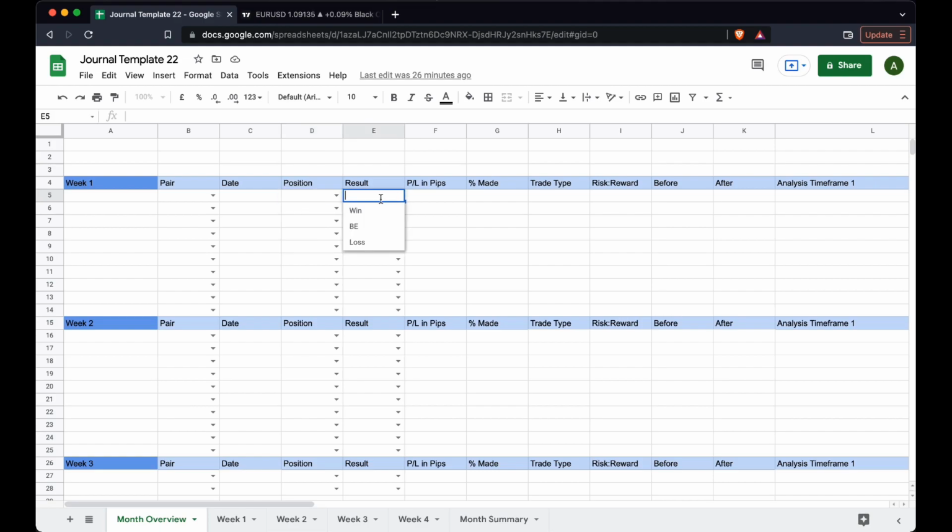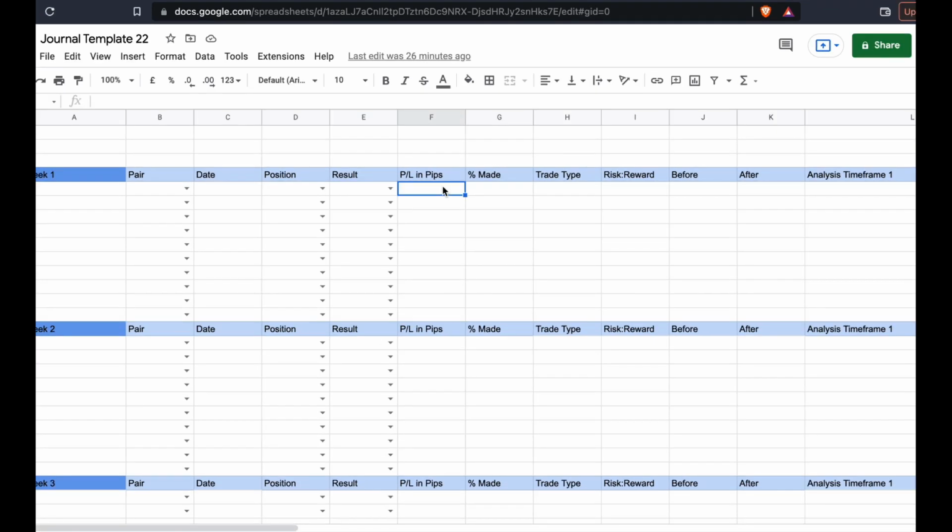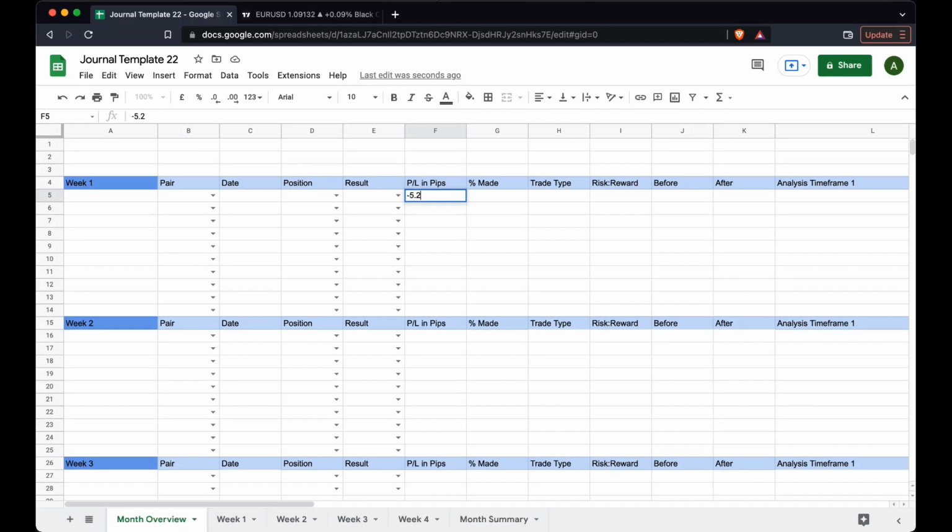So results wise, you have win, break even, and loss. That's quite normal. And then profit loss in pips. What I've done here is I can put in the number of pips. Let's say I make 5.2 pips in a trade and it'll come up as green. Let's say I make 0 pips in a trade, it'll come up as gray. And let's say I lose a trade and it's like negative 5.2, then it'll come up as red. That's just simple. Same thing happens for percentages as well. As an example, let's say if I make 5%, it's green, and it's grey for 0%, and negative 1%, it will be red.